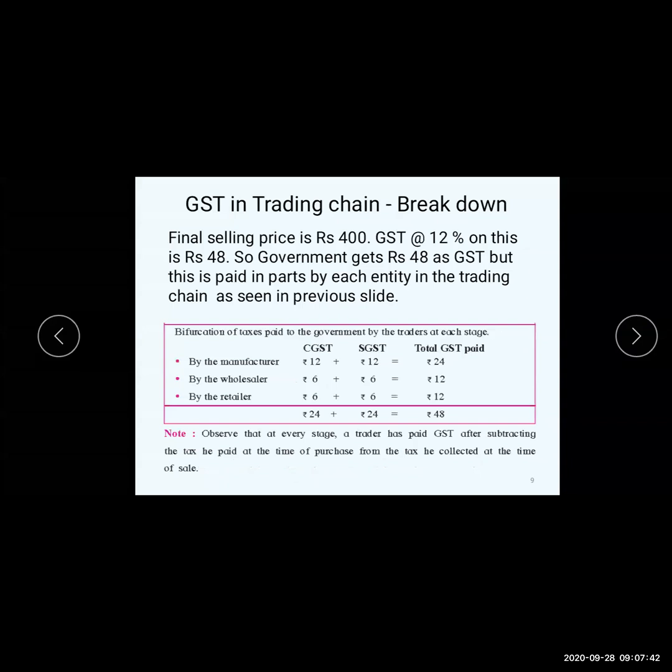You will see in this example how it breaks down. The final selling price is rupees 400. So GST is at the rate of 12% on this, which is rupees 48.